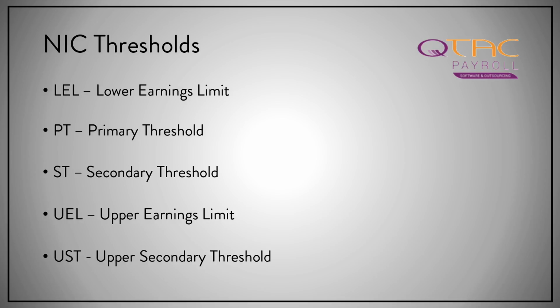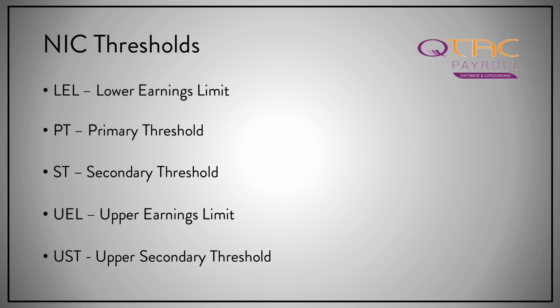The primary threshold represents the earnings above which national insurance becomes payable by the employee. The secondary threshold is the threshold at which earnings become payable by the employer. The weekly, monthly and annual values are defined in regulation. The values for other earnings periods are calculated according to statutory rules.